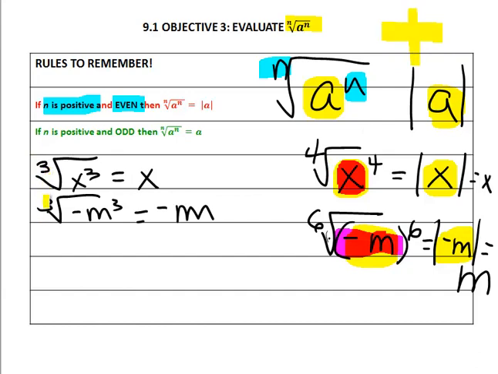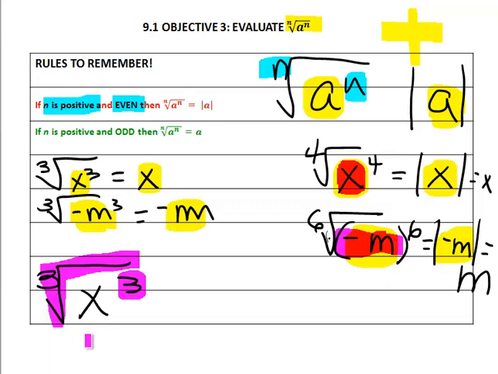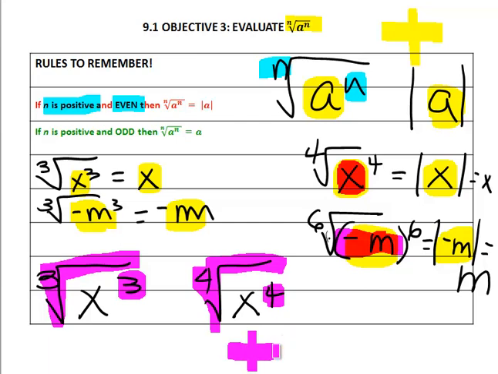If it's an odd index, like a cube function, you're going to just say whatever this is is going to come out. And basically what this is telling you is if you have this, it cancels this out. And look what's left, just x. If I have this, this and this cancel out, and I end up with this. And again, be careful. It's going to be the absolute value because it's always going to be positive.